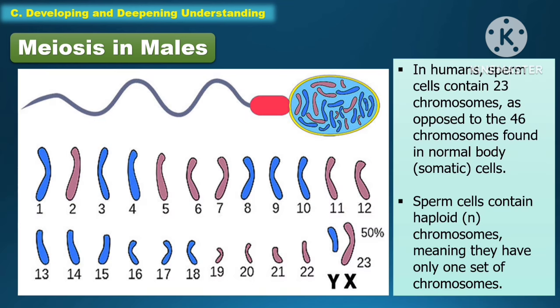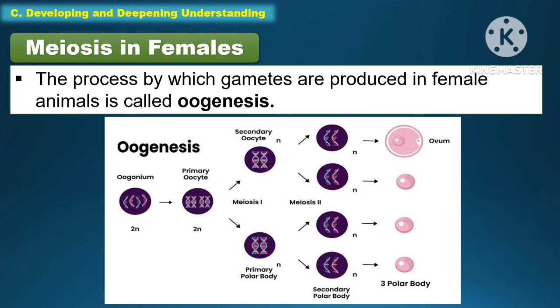In humans, sperm cells contain 23 chromosomes, as opposed to the 46 chromosomes found in normal body or the somatic cells. Sperm cells contain haploid chromosomes, meaning they have only one set of chromosomes.